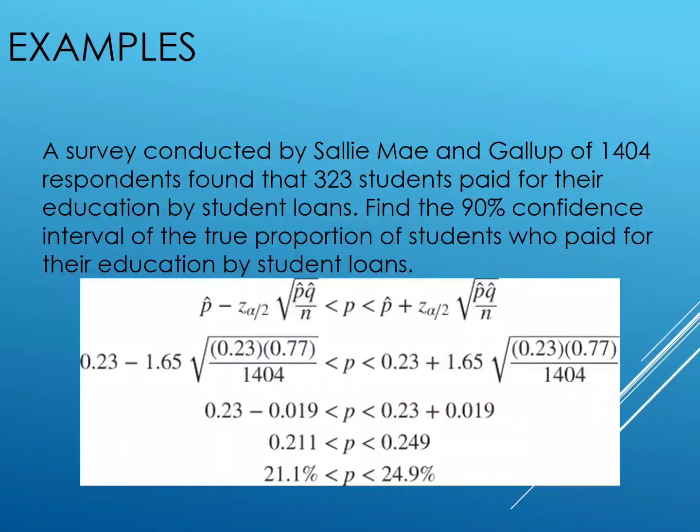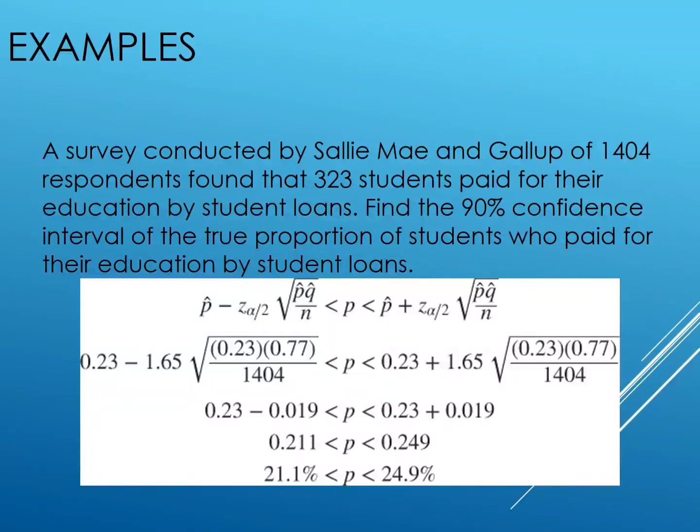So now I use the formula: p hat, which is 0.23, minus critical z, 1.65, times the square root of p hat times q hat, all divided by 1404. And the same thing on the other side, but I add. On the left side I subtract, on the right side I add. I should get the same margin of error.